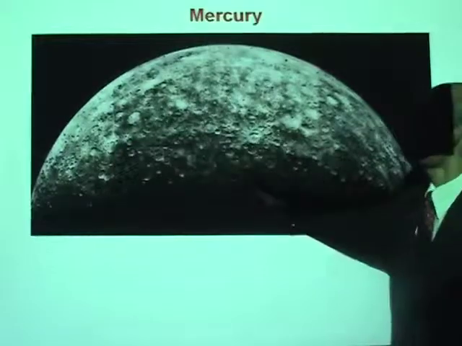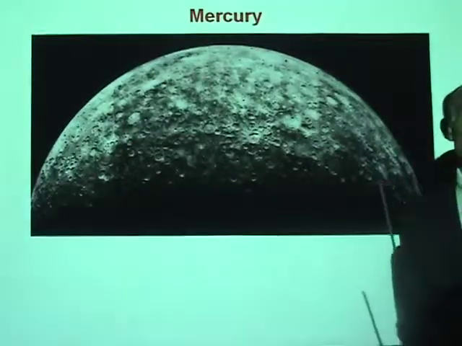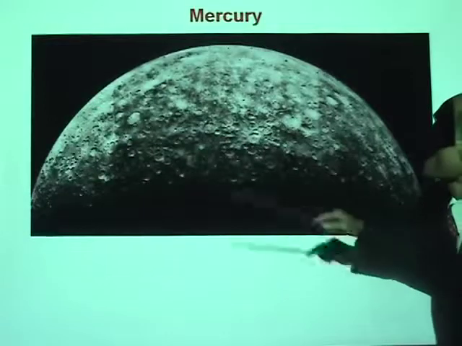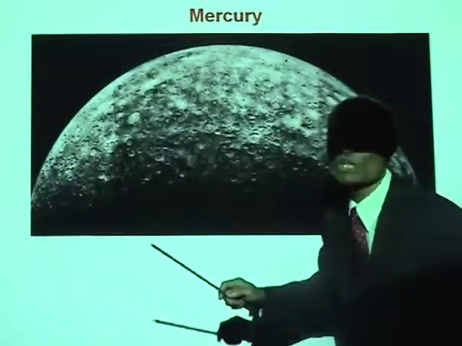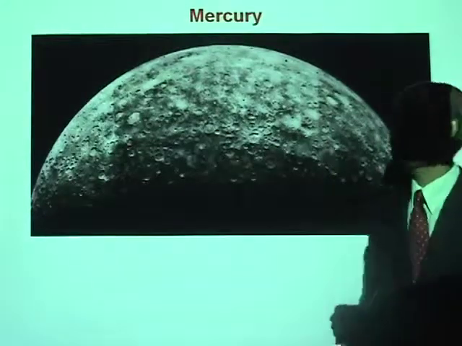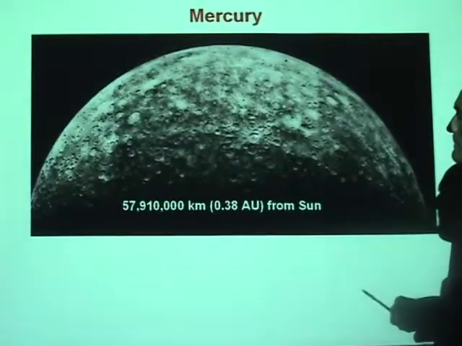Now look at a picture of the surface of Mercury. How much pockmark is on Mercury? What do you think is the reason for all these craters and pockmarks on the surface of Mercury?